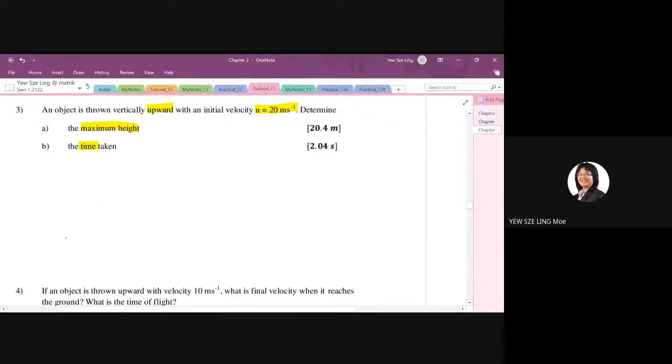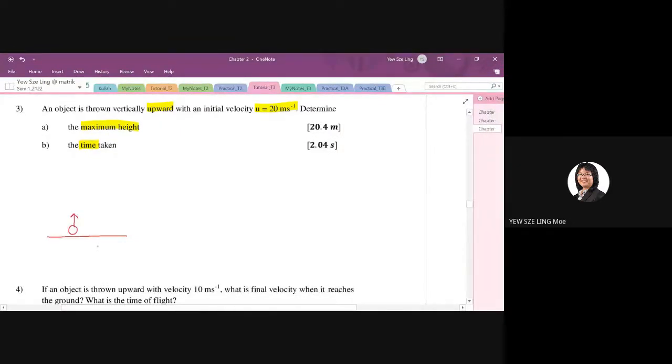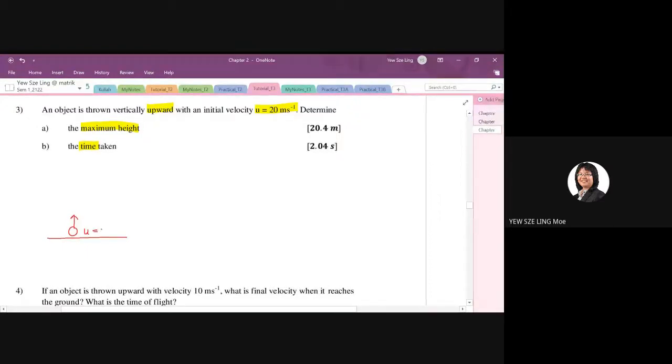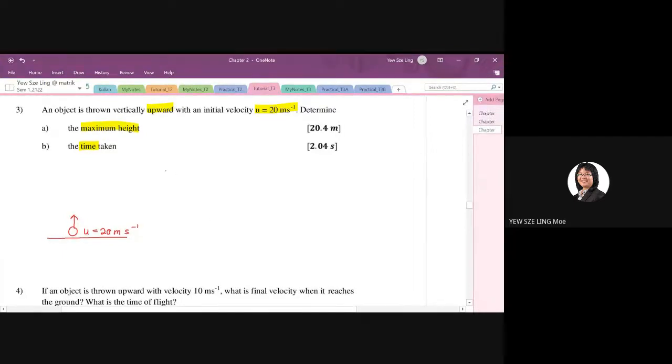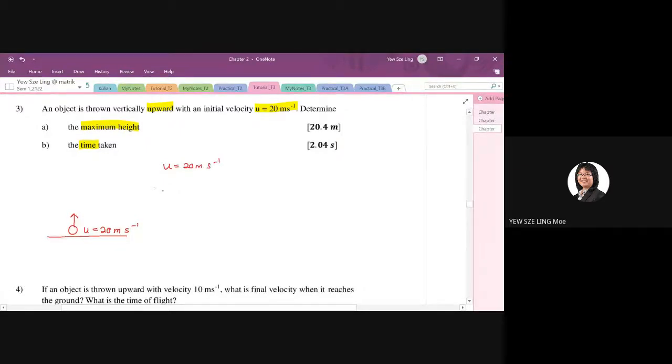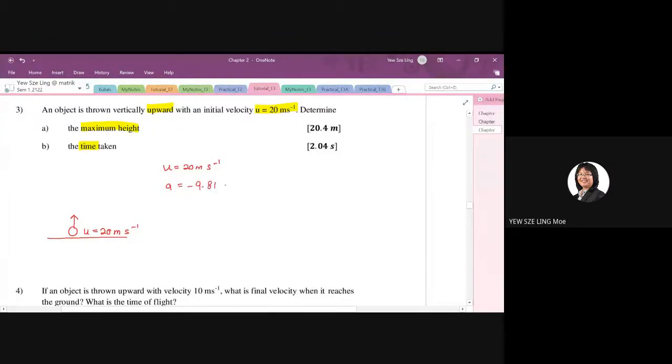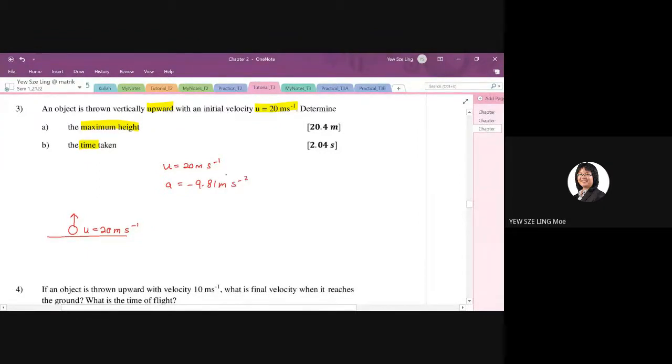So this is a diagram. Now you throw something upwards. When you throw something up, our initial velocity is a positive value because it's going up. So 20 meters per second. All right, so let us list down the information first. We have u equals 20 meters per second, and then we have a, which is always equal to negative 9.81 m s^-2.